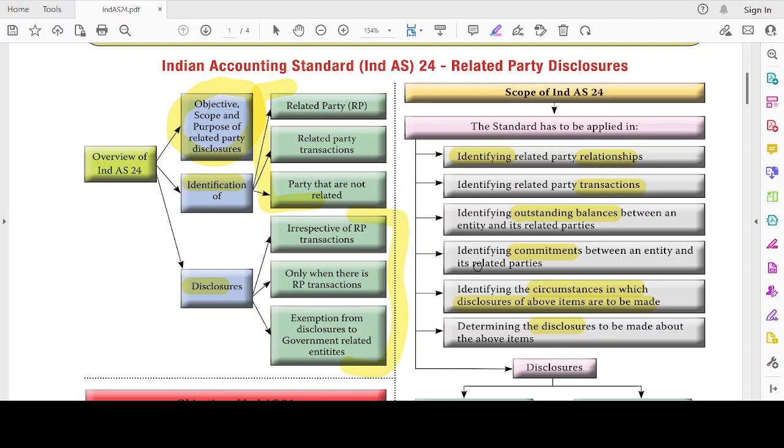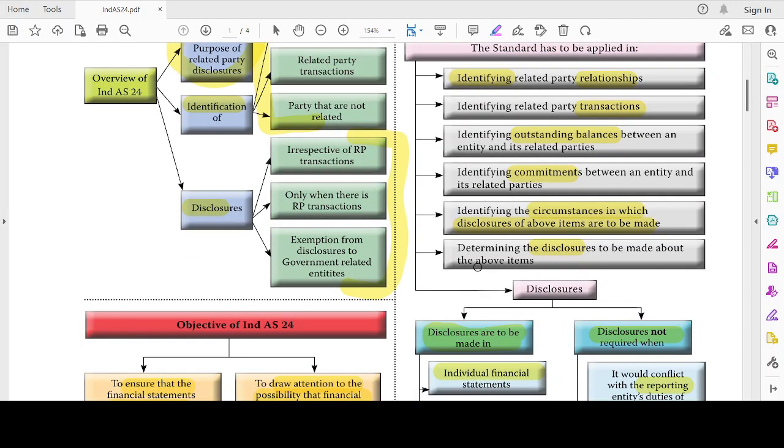Identifying the commitment between an entity and its related party: whether the parent has stood as guarantee for any loan given to a subsidiary. Identifying the circumstances in which the above disclosures have to be made: whether I have to make disclosure irrespective of related party transactions, or only when there are transactions. I have to identify which case it fits into. Then determining the disclosures to be made for the above items. There are six things which have to be done within the scope of Ind AS 24.